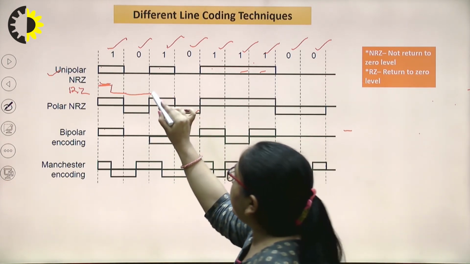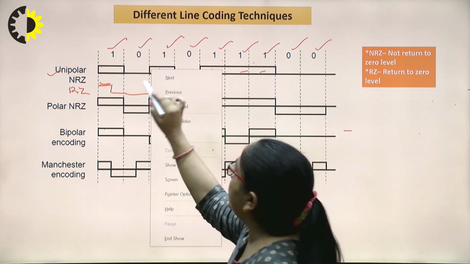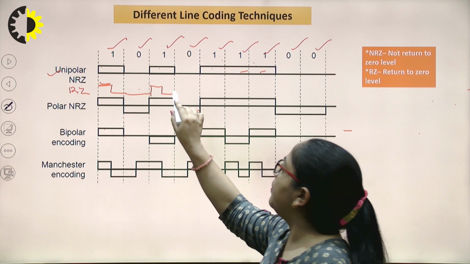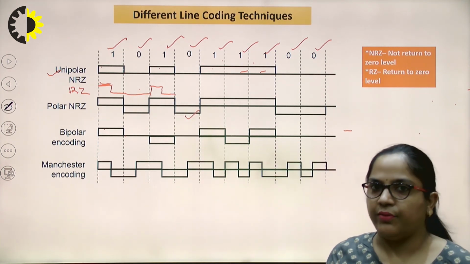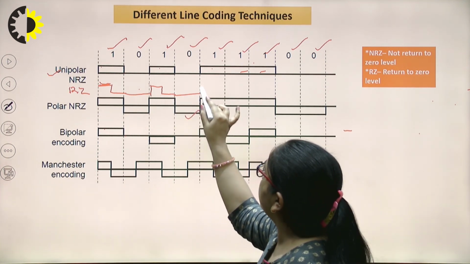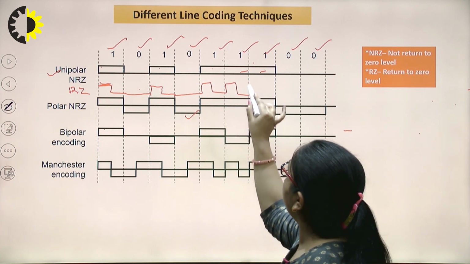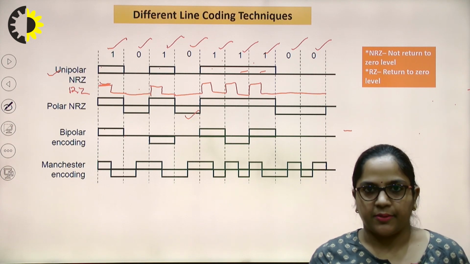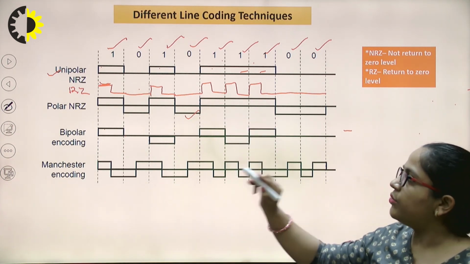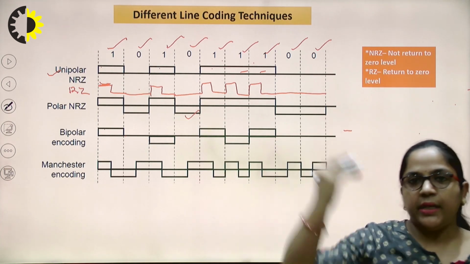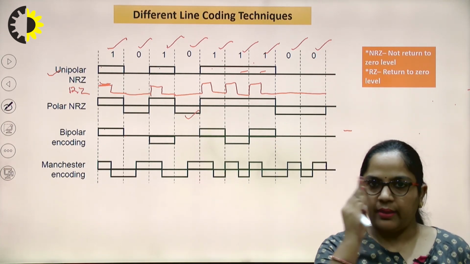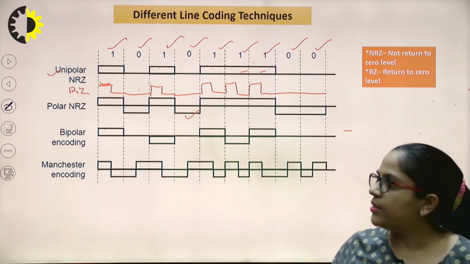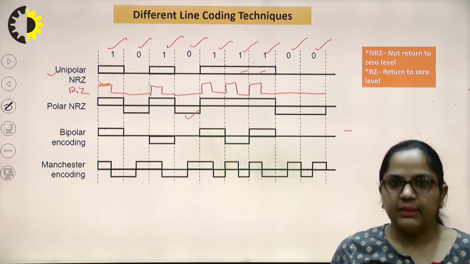For the next one, again it will be high. Whatever polarity is assigned to that particular binary will be there for half of the duration, then it will come back to the 0 level for the next half of the duration. Similarly, like this, we can draw the waveform for unipolar RZ line coding method. So, in case of return to 0, whatever kind of polarity we are assigning to that particular binary, it will return back to the 0 level after half of the duration. Only this much is the difference between RZ and NRZ technique.